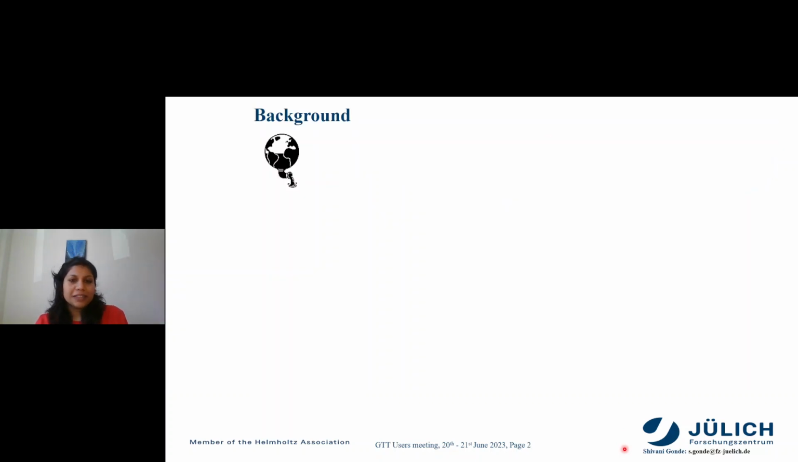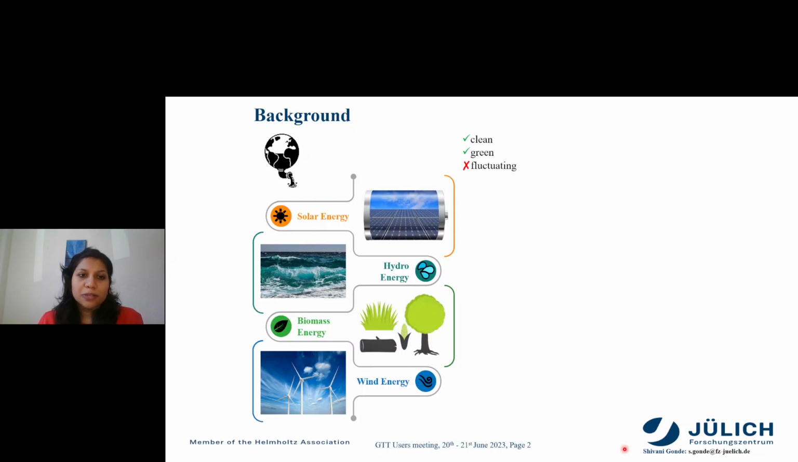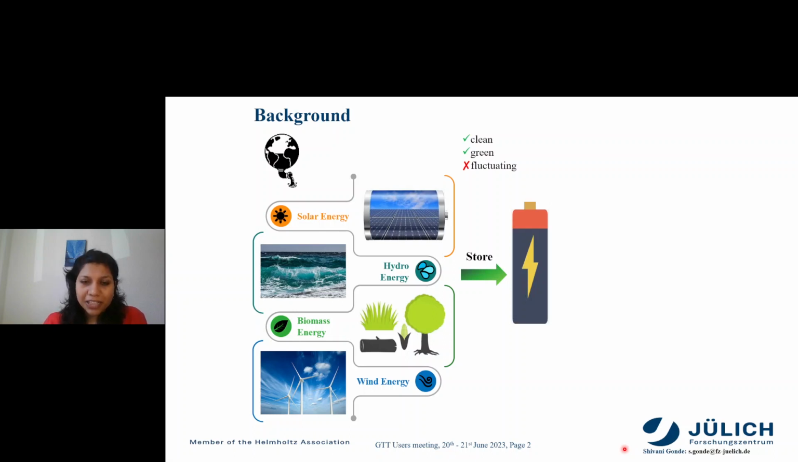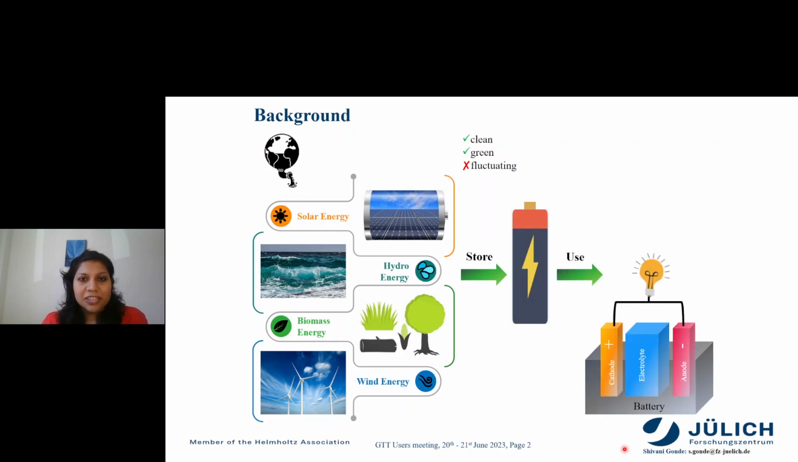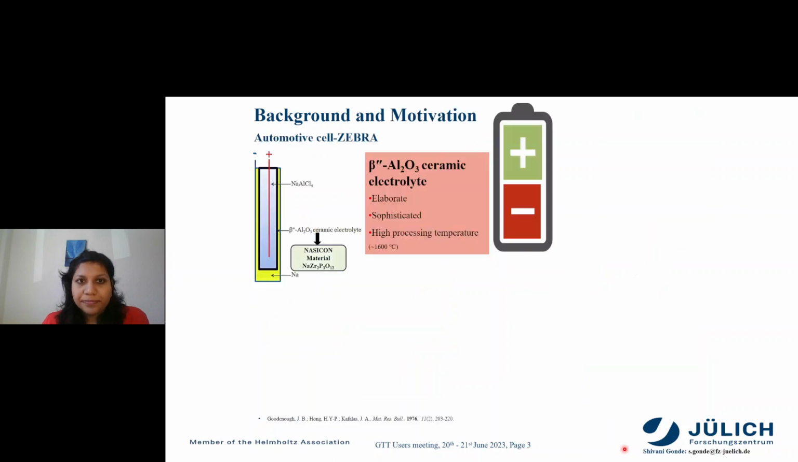So we are all aware that the conventional sources of energies, which are non-renewable in nature, are getting exhausted. So there is a constant shift to extract energies from renewable sources such as sun, water, biomass and wind. The energies obtained from these sources are clean and green but highly fluctuating in nature. It is therefore crucial to store these energies for practical applications such as illumination or transportation.